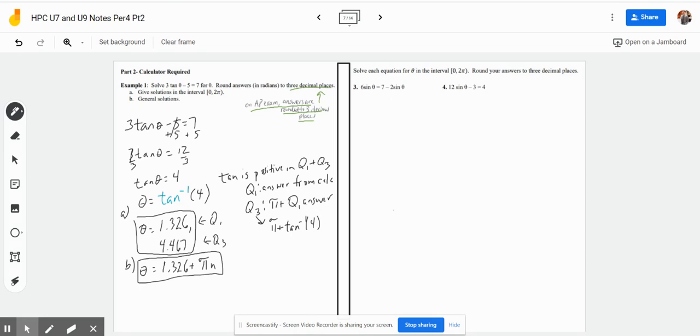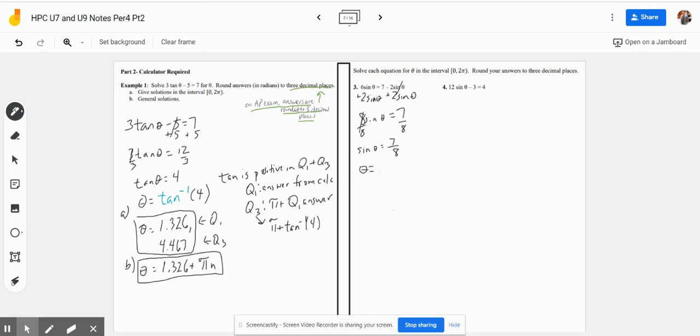All right, so to solve, we're going to first combine the sine thetas onto one side of the equation. So I'm just going to add 2 sine theta to both sides, so we'll have 8 sine theta equals 7. And then we have to first isolate the trig function, so we divide both sides through by 8. And then we'll have sine theta equals 7 over 8.